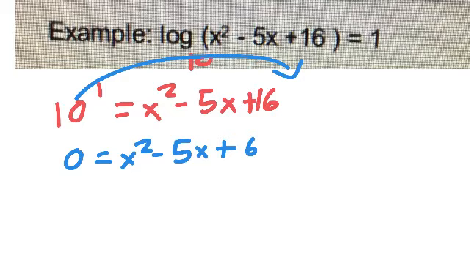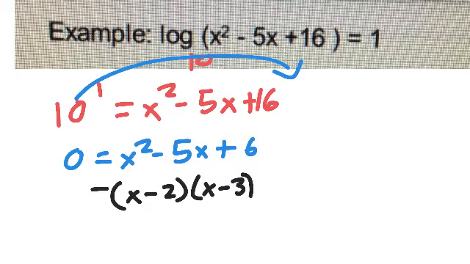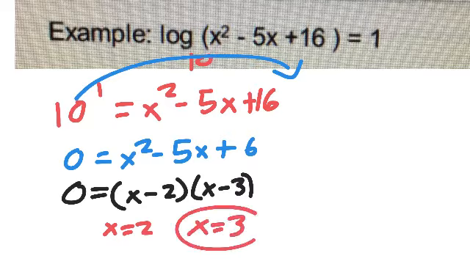So you can factor, or you can use the quadratic formula. This one factors nicely, so I'm going to factor it. That's going to factor to be x minus 2 times x minus 3 equals 0. So that would give me x equals 2 and x equals 3 as my solutions. Now I have to make sure both of them work.